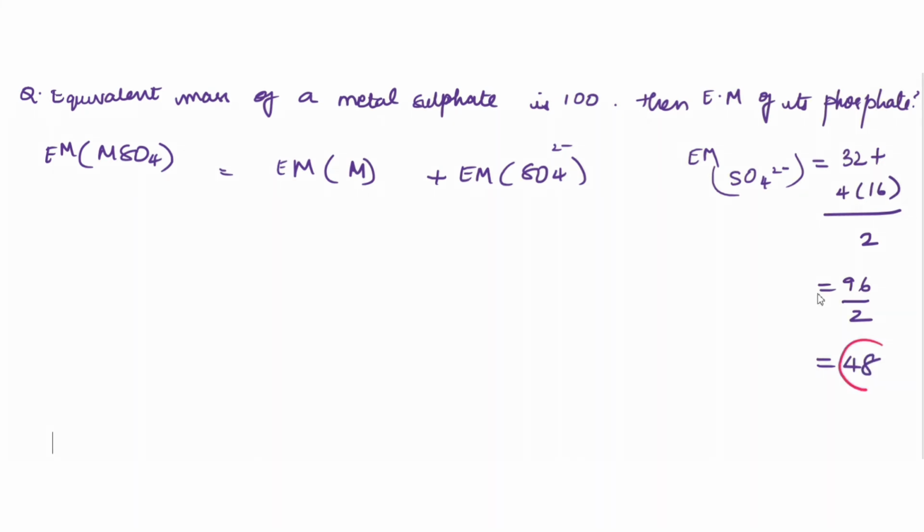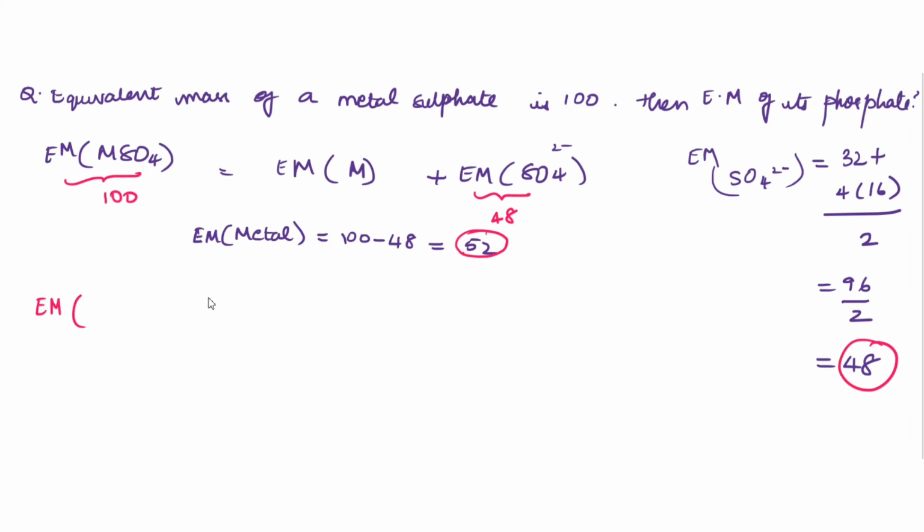So equivalent mass of metal sulfate is 100. Equivalent mass of sulfate we found is 48. So simple subtract. What is the equivalent mass of the metal? It is 100 minus 48, which is 52. So now what are they asking us? They are asking us to find the equivalent mass of its phosphate. Same way. Equivalent mass of the metal phosphate is equal to equivalent mass of the metal plus equivalent mass of phosphate. I am splitting the terms.